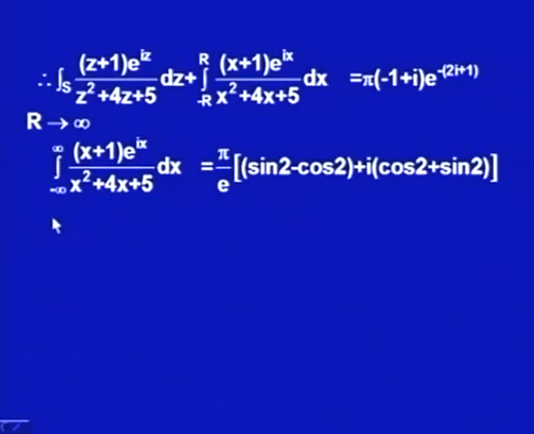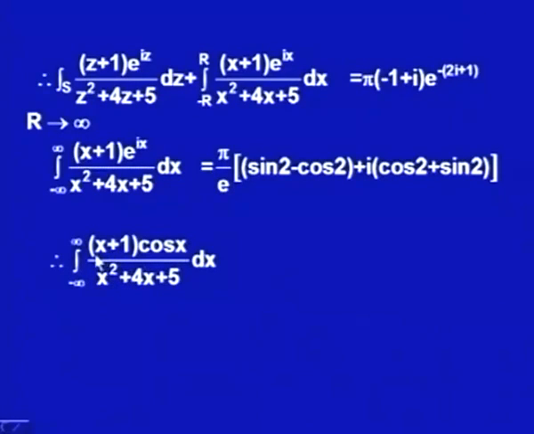One is the integral from 0 to infinity of (x + 1)/(x² + 4x + 5) cos x dx, plus i times the integral from minus infinity to plus infinity of (x + 1) sin x/(x² + 4x + 5) dx. Now, the integral which we have to evaluate was the integral from minus infinity to plus infinity of (x + 1) cos x/(x² + 4x + 5) dx.